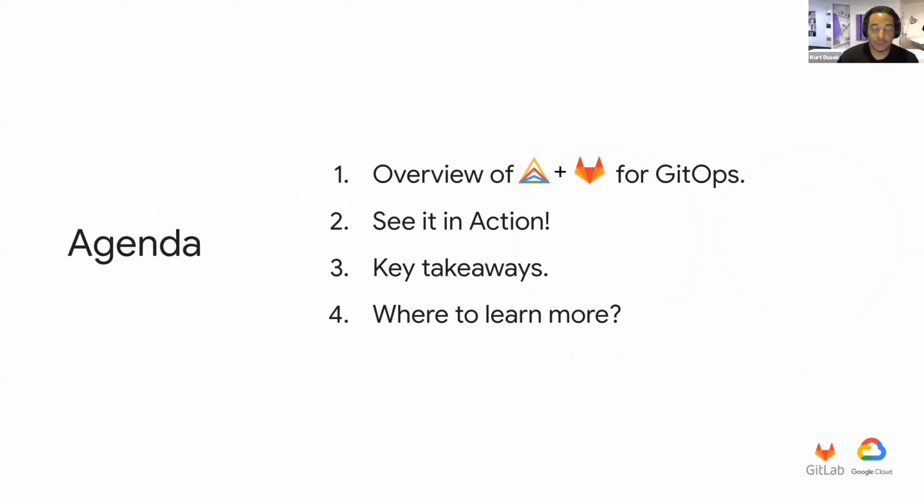Today we're really just going to give a high-level overview of Anthos and GitLab and how we can use them together to deliver a smooth and consistent GitOps experience. Théo is going to give us a demo of seeing that in action with a sample project he's put together that's running on GitLab. Then we'll talk about some key takeaways, and how to get started, who to reach out to, how to get more information on implementing this yourself, and finding a partner to give you a hand in implementing it.